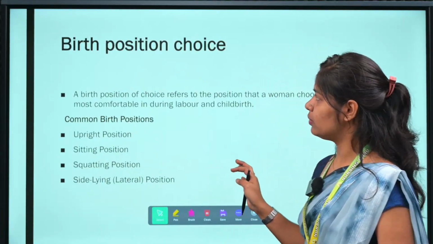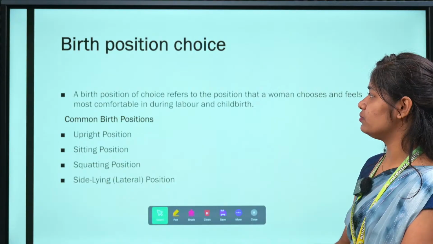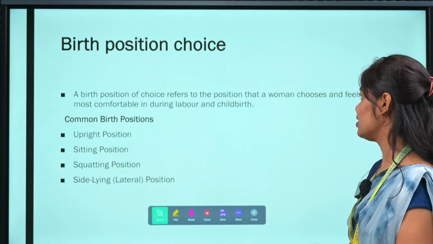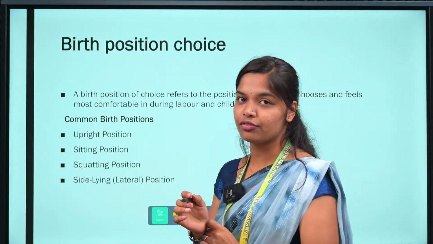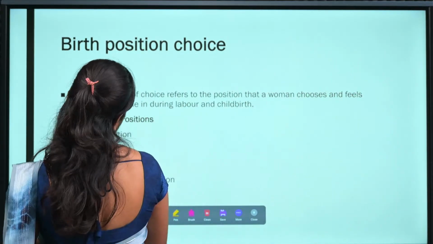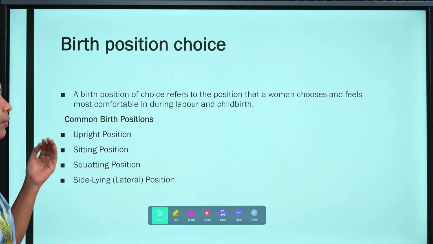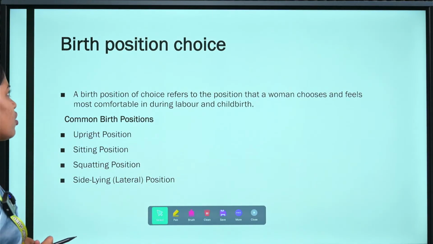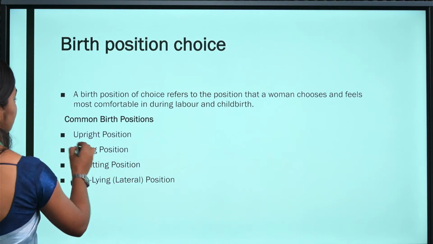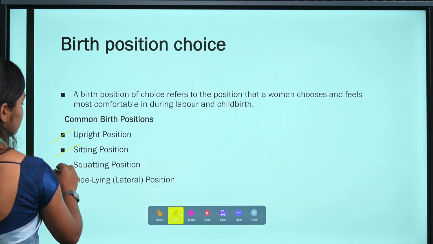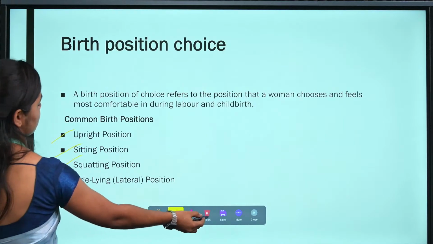Then birth position choice. The birth position choice refers to the position that the woman chooses, which position feels comfortable for the mother. The mother is going to choose the position during labor and childbirth, that we call birth position choice. The commonly used positions are upright position, sitting position, squatting position and the side-lying or lateral positions.